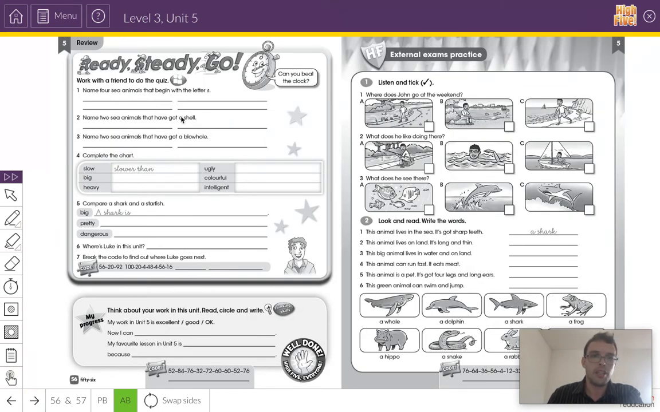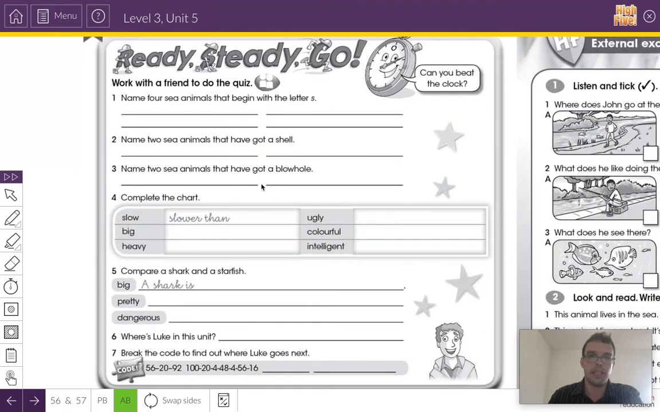is our quiz. Ready, steady, go. Okay, so this is going to test you out for all the things we have learned in this unit. Let's have a look. Now I would like you to do this on your own, as it is a quiz, it is a little test. Okay, but I'll give you a few little hints to help you. Name 4 sea animals that begin with the letter S.